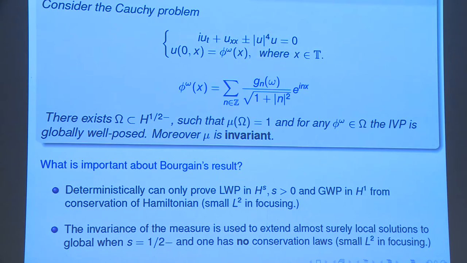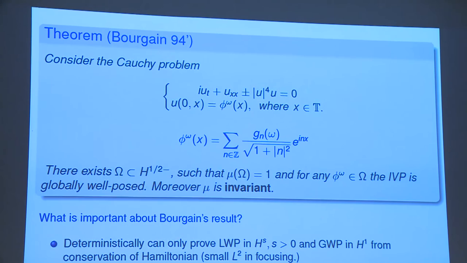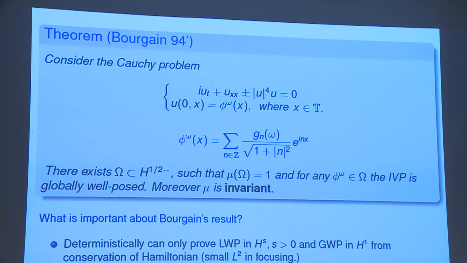All right, so what did Bourgain do? This is Bourgain proving it in 1D. This is his result. I'm just stating it because I want you to get used to how he reads. You take the equation with data in the support of the measure, and what does it mean to prove almost sure? It means that you can find a set, and if you're focusing, you have to condition everything to have a small L2 norm, of Gibbs measure 1, such that for any such data, the initial value problem can be continued globally. And then you also prove that this measure is invariant.